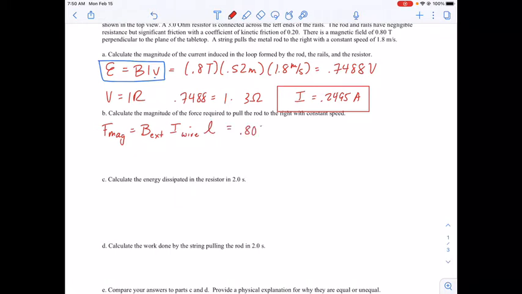So I've got the external magnetic field is 0.8. The current in the wire I just figured out, 0.2495 amps, and the length of the wire was 0.52 meters. And when I multiply that out, I get 1.04 newtons. Now that's the force that I would need to pull with if this were frictionless. And remember, you can't get something for nothing. To induce this current, we're going to have to do work. And the work we're going to have to do is a force times a distance.